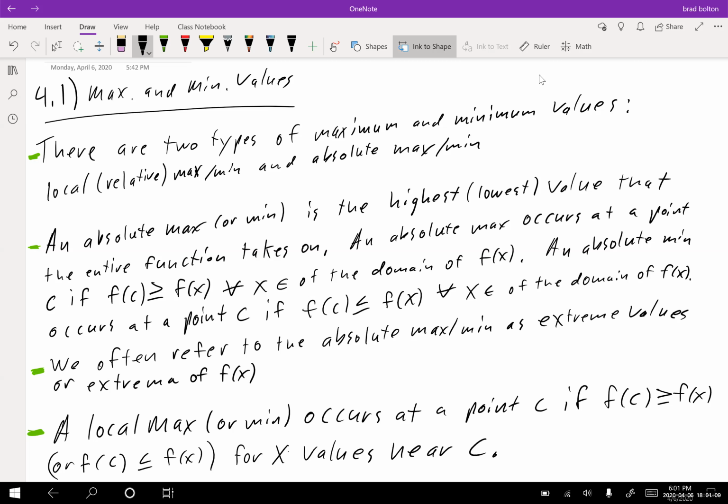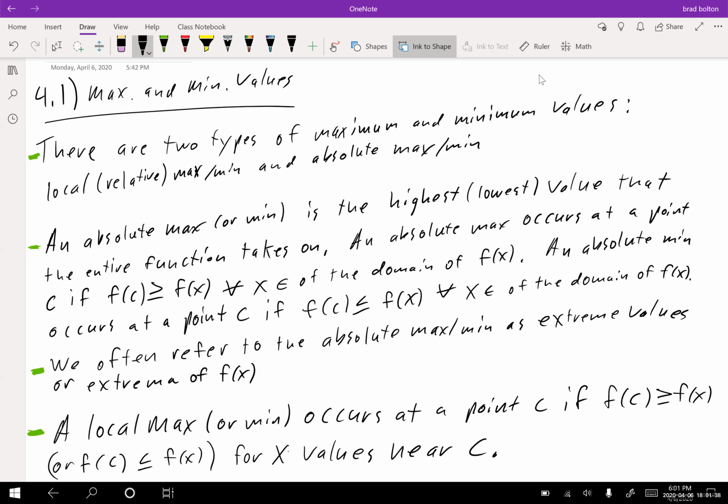An absolute max or min is the highest or lowest, depending on what you're working with, value that the entire function takes on. An absolute max occurs at a point c, and this is the formal way to discuss it, at a point c, if f of c is greater than or equal to f of x for all x an element of the domain of f of x. An absolute min occurs at a point c if f of c is less than or equal to f of x for all x an element of the domain of f of x.